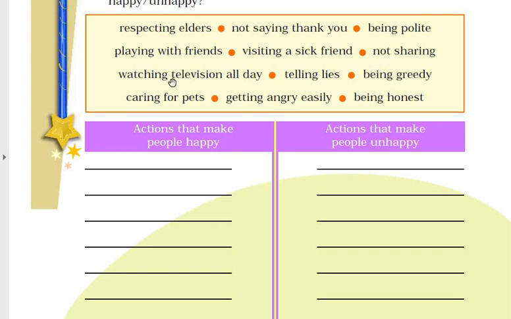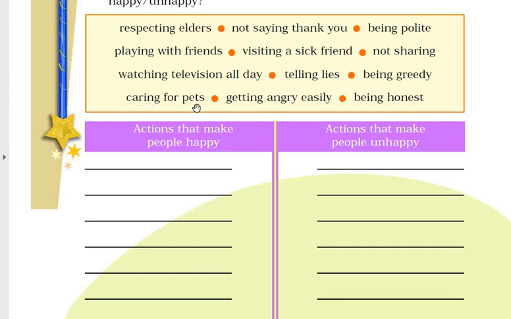Next, not sharing, watching television all day. Okay, not sharing is one point, watching television all day is another point. And next is telling lies. Next, being greedy, when you try to be greedy and do not share your things with others, and you always have a greed to get all the things that others have. So that is one point.